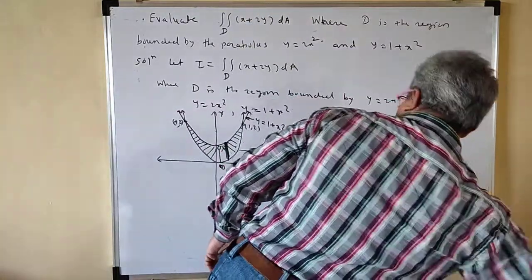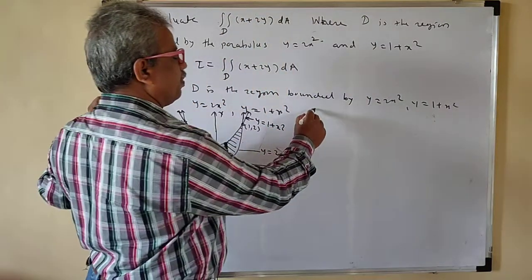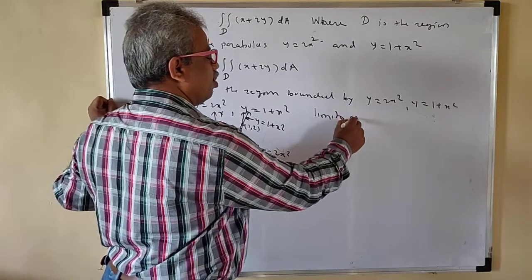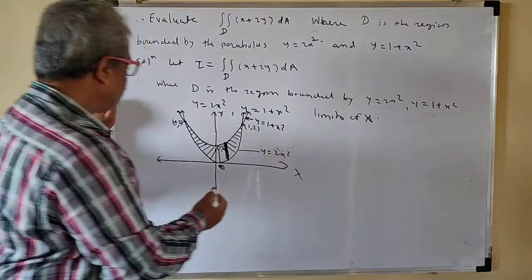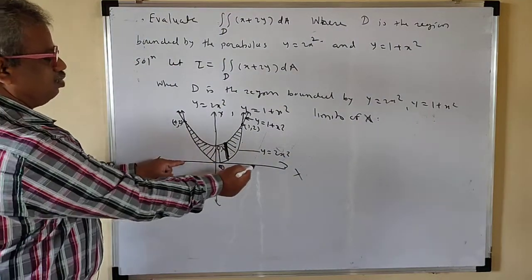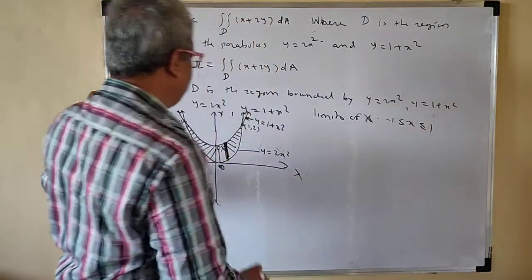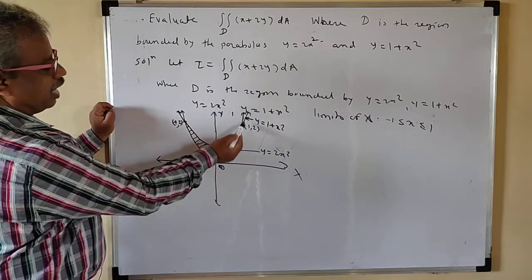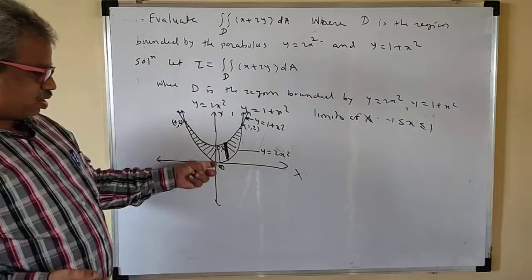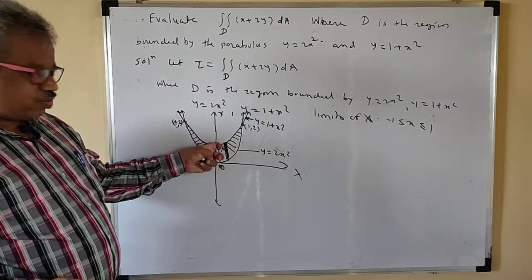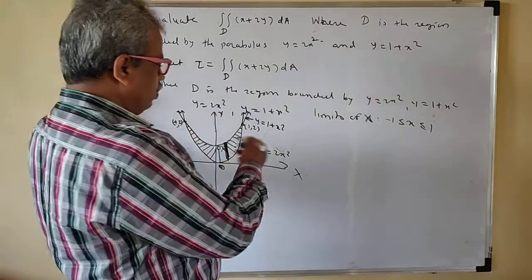So if you draw parallel to the y-axis, then we get the limits of x. Your x starts from minus 1 to 1, that is, minus 1 less than or equal to x less than or equal to 1, because your minus 1 is here and your 1 is here, right? Now if you want the limit of y, for y we would need three cases: 0 to 1, then 1 to 2. Okay, that we'll see later on.